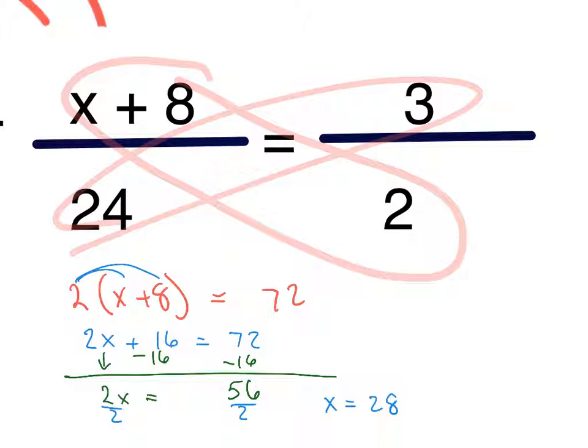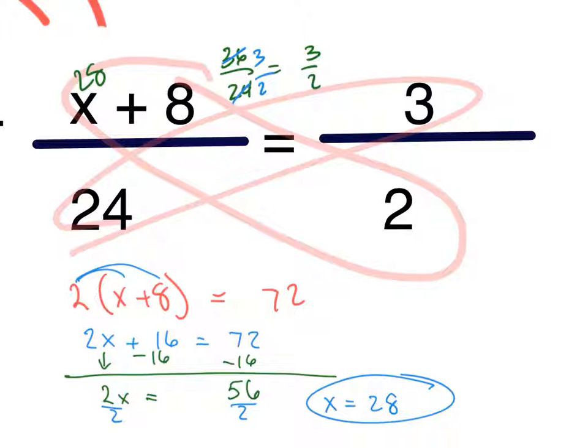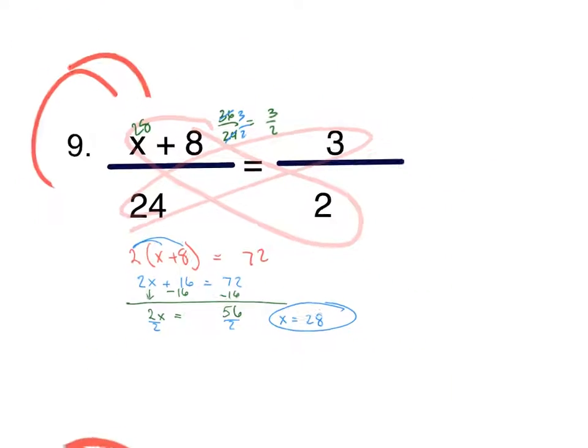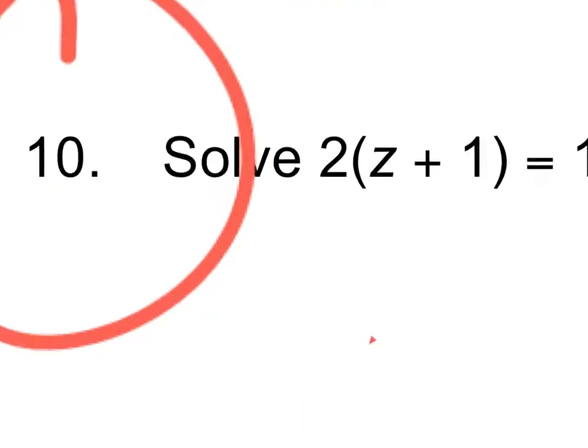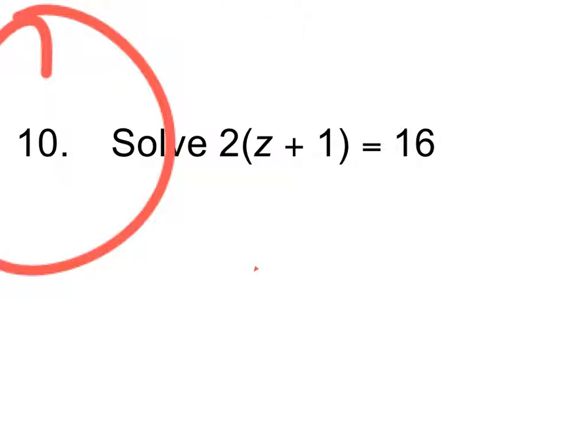Check your work by plugging it in. 28 plus 8 is 36. And if you look at 36 over 24, it actually does simplify to 3 over 2 if you divide by 12. So you know that it is correct, and the answer is 28. The checked work that we do, in other words, when we plug it back in to check our work, I'm not grading you on that. I just want to make sure you know that you can always check your work and be sure that you have the answer correct.